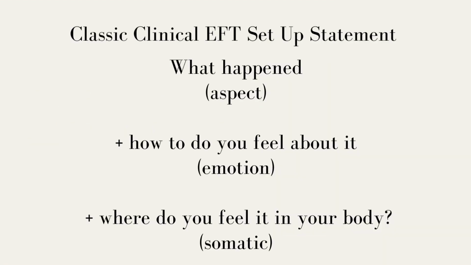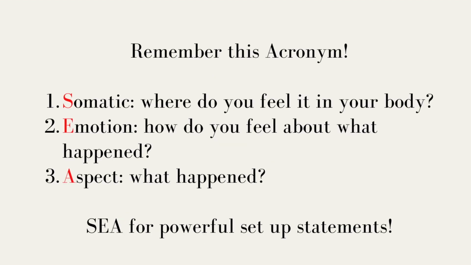In clinical EFT, there are three different things that are classically described as being needed in the setup statement. The first being what happened, usually referring to the aspect. The second, how do you feel about it, refers to the emotion. And third, where do you feel that in your body, or do you feel this in your body, which refers to a somatic expression of either the emotion, the aspect, or both. So you can remember these three things through this acronym, SEA: S referring to somatic, E referring to emotion, and A referring to aspect.